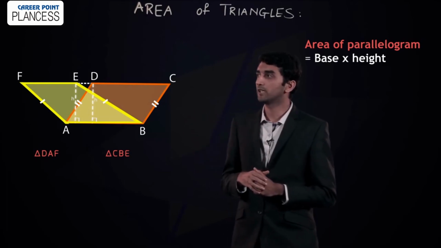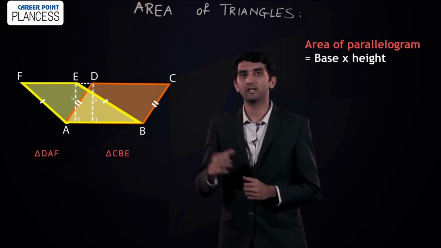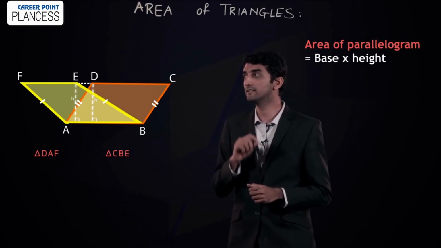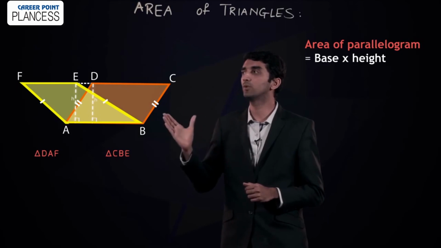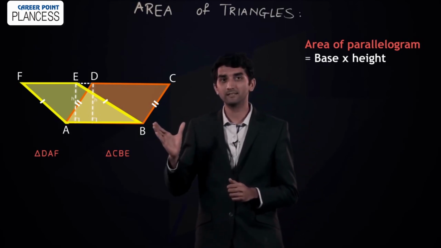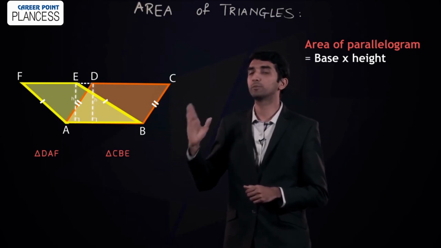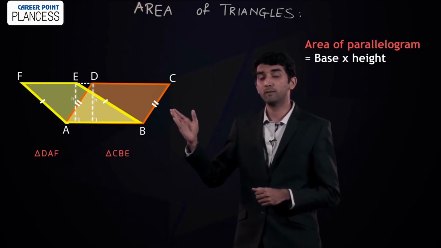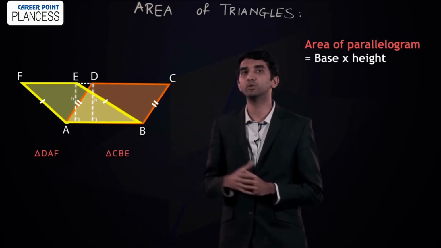And at the same time, the angle DAF is equal to the angle CBE, because they are corresponding angles. So now, by the SAS test, these two triangles are congruent, and hence we can use the CPCTC rule and say that DF is equal to CE. Once that is done, we know very well that the area of the triangle DAF is going to be equal to the area of the triangle CBE, because both of them have the same height and the same base, which is DF equal to CE.